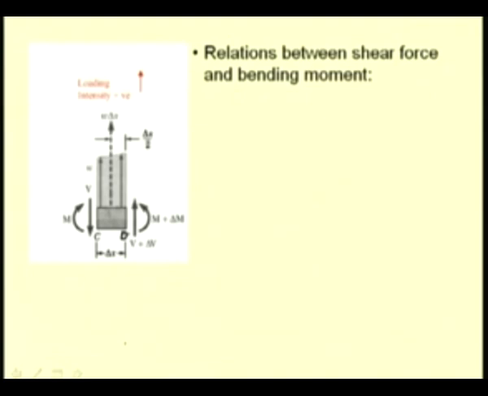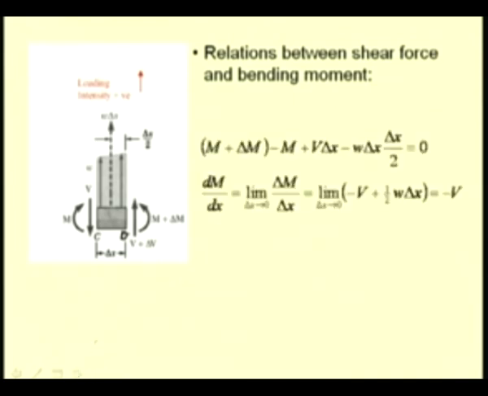Similarly, let us consider the bending moment and shear force relation. We have the moment M plus delta M, which is counterclockwise and so a positive value, and a clockwise moment of M, which is negative, plus the moment due to this force V, which is V times delta x.